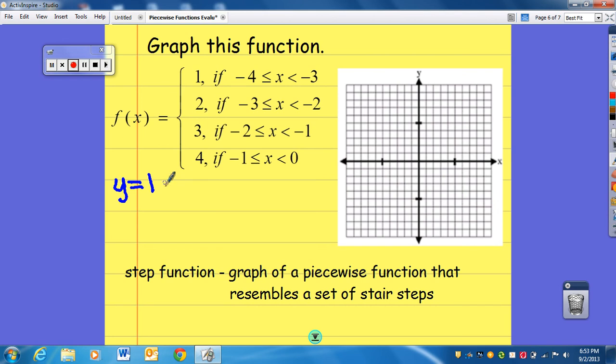And if you remember, y equal to 1 is a horizontal line. So what that tells me in a piecewise function is that I am going to limit my domain to these particular x values, but my y at those values must be 1. So I'm going to have a horizontal line that goes from negative 4 to negative 3.